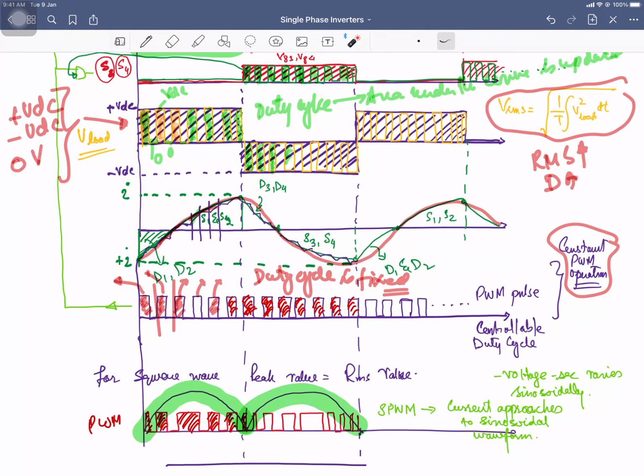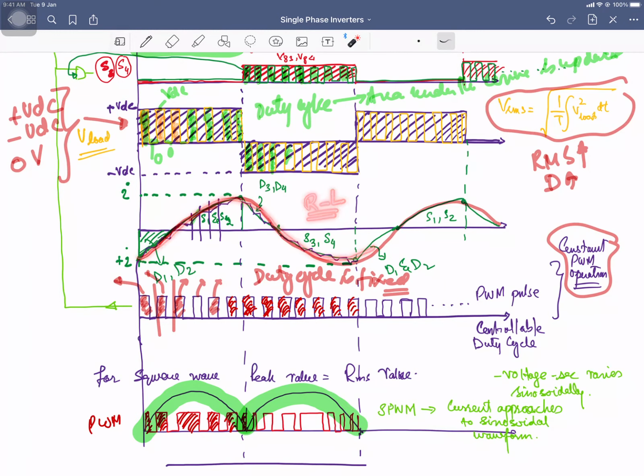The voltage waveform will be in the form of pulses, but the width will be changing according to the magnitude of the sine wave. When its peak, its magnitude is more, sorry, the width is more, and when the magnitude of the sine wave is decreasing, the width of the pulse is also decreasing. So varying pulse width in the case of the sine PWM. So the voltage area effect is sinusoidal, the wave shape is not sinusoidal, but the current wave shape will be approaching sinusoidal in the case of the inductive load.